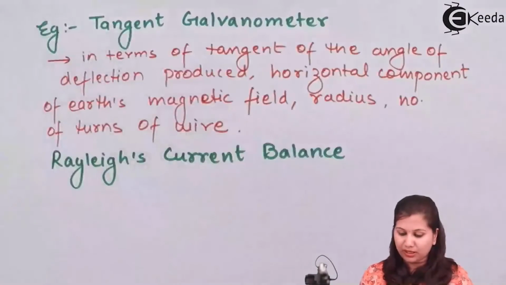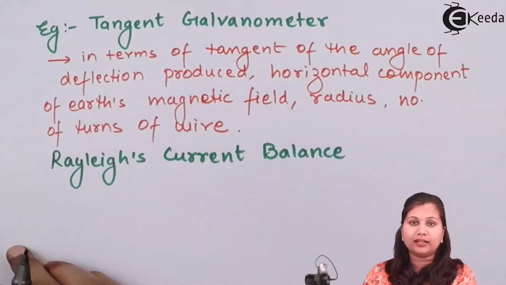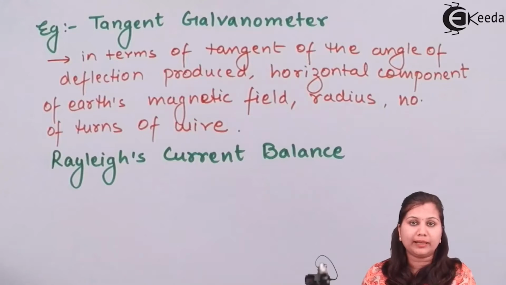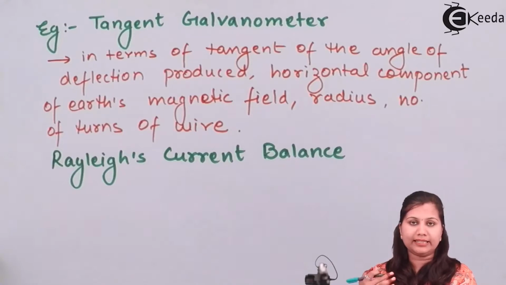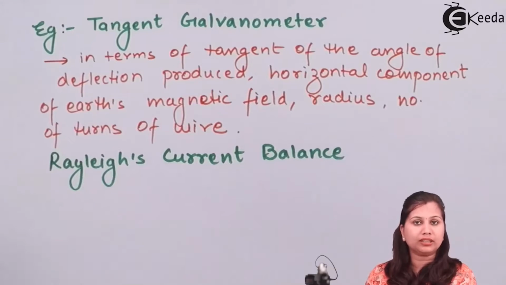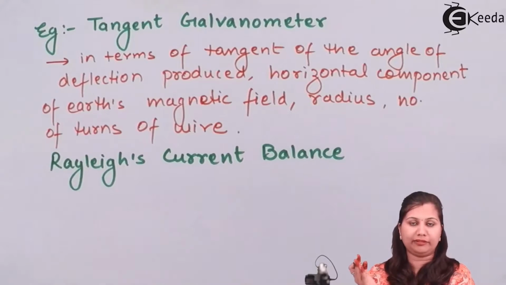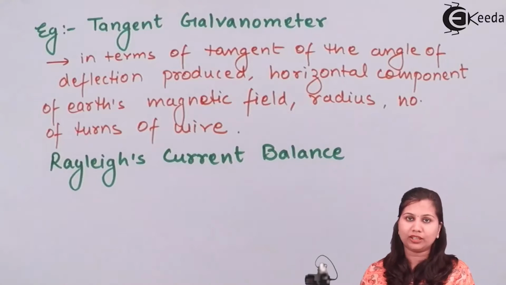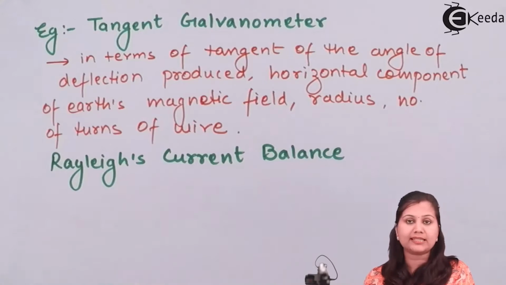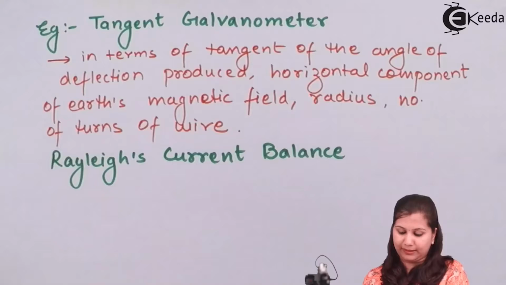An example of a secondary instrument: we measure the current with the help of an ammeter. The ammeter directly indicates the value of the current by the pointer deflection over the scale. So we can directly read the value of the current from the instrument. So it is a type of secondary instrument.